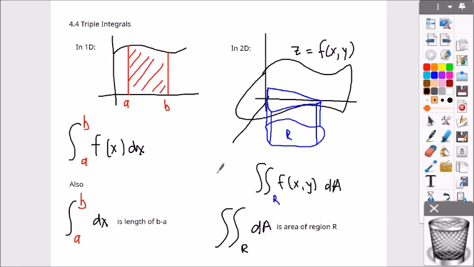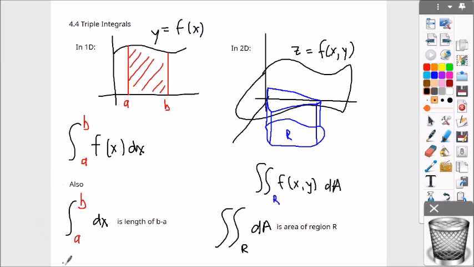In 1D, in calculus 1, we have the idea that the area under the curve is the integral from a to b of f(x) dx, where y equals a function f of x. So we put in values of x, and we get a value of y for each value of x, which we call f of x.